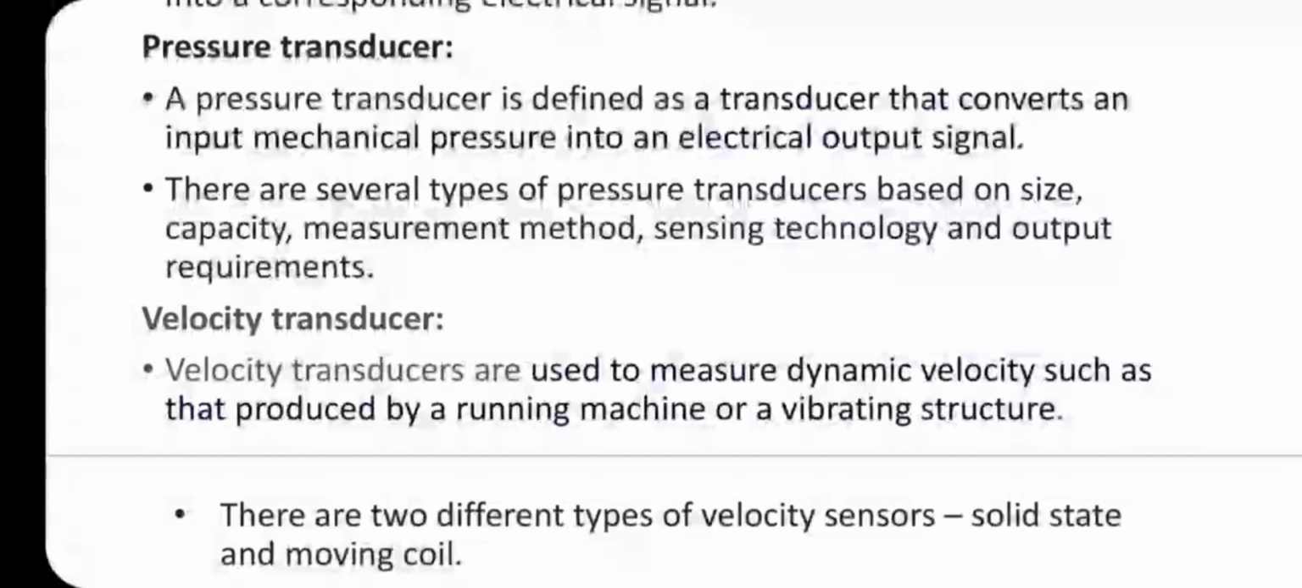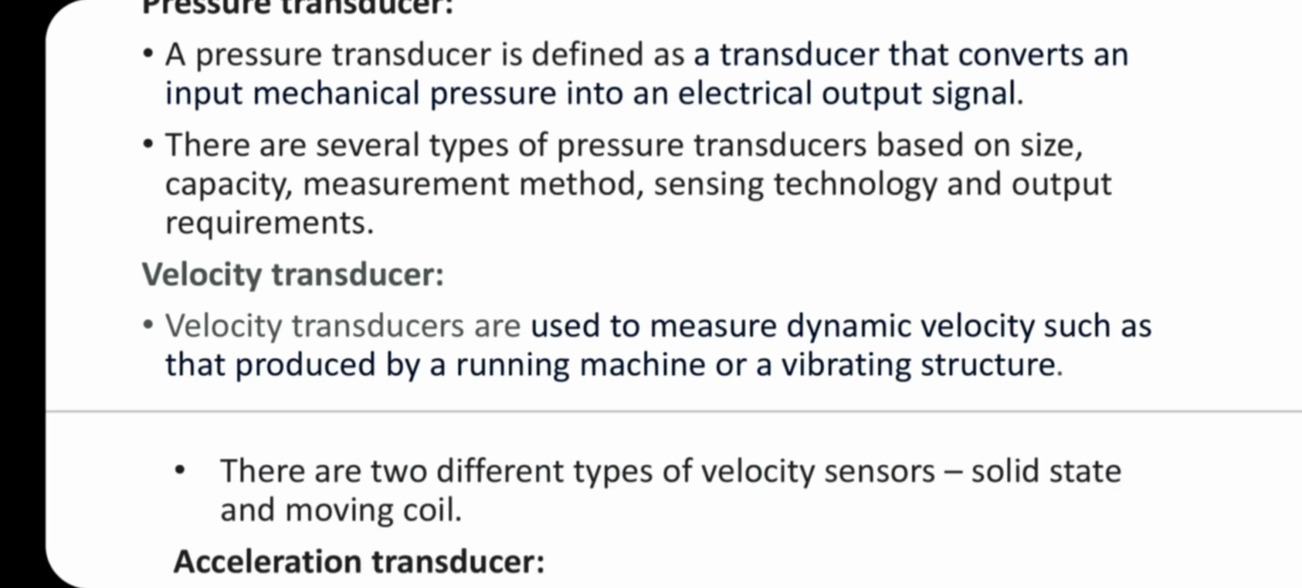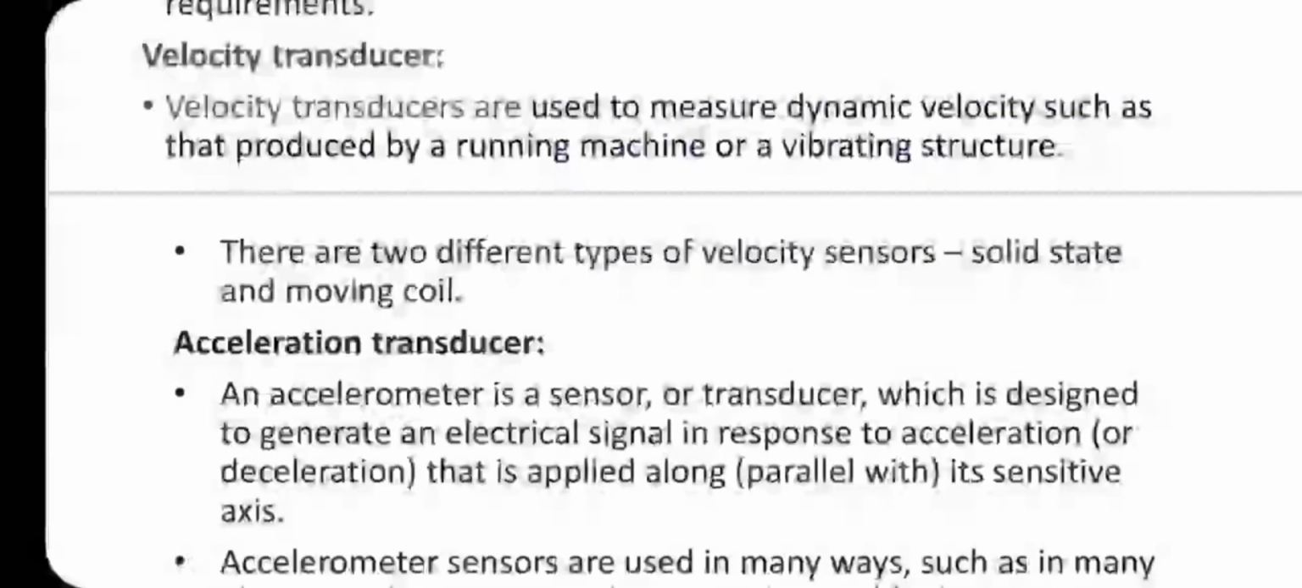What is a pressure transducer? A pressure transducer is defined as a transducer that converts an input mechanical pressure into an electrical output signal. There are several types of pressure transducers based on size, capacity, measurement method, sensing technology, and output requirements.